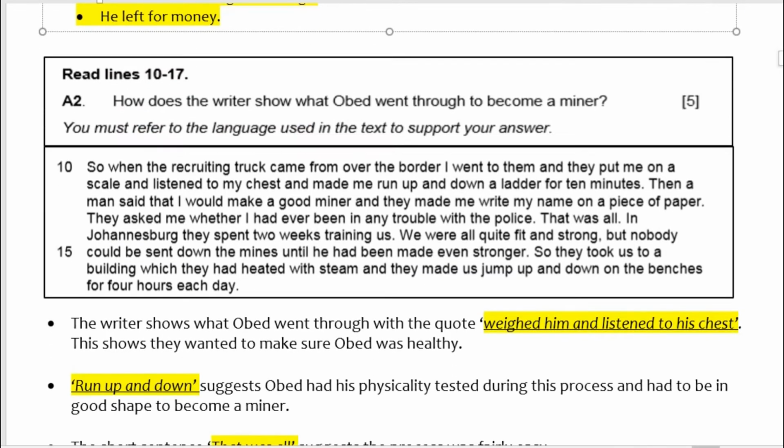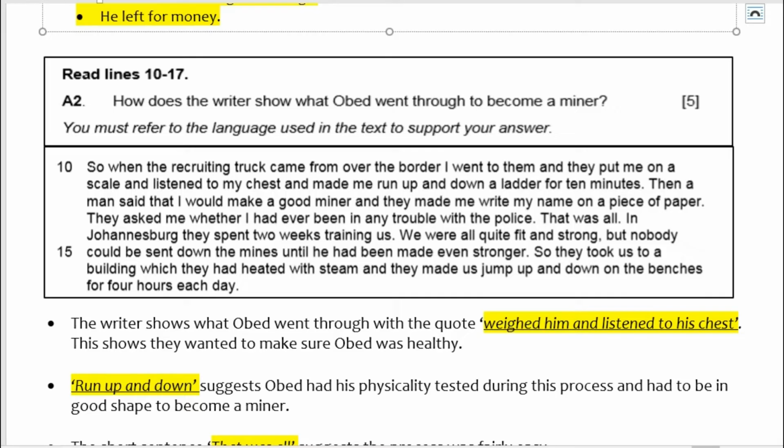Okay, question 2 will either be a how question or an impressions question. In this case, it's how does the writer show what Obed went through to become a miner. So it's only worth 5 marks, but you've only got 7 lines. So you try to find 4 or 5 quotes that show you what he went through and how the writer is giving that across to the reader.